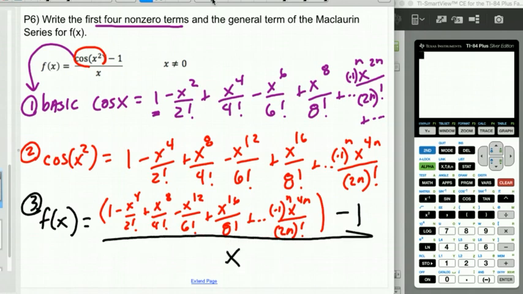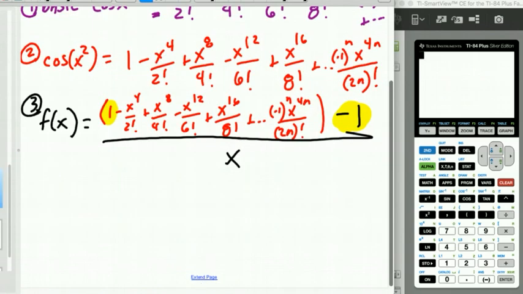Well, just like we saw before, it's not an accident. This one and this one are magically going to disappear, and now everybody has an x. So once they disappear, everybody has an x. So dividing by x is just telling me to lower each x power by 1, because I'm dividing by x to the first.